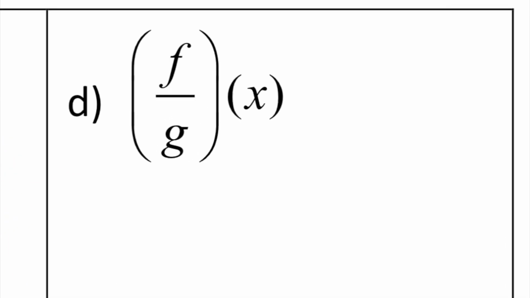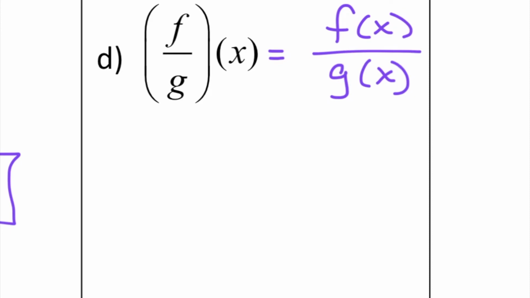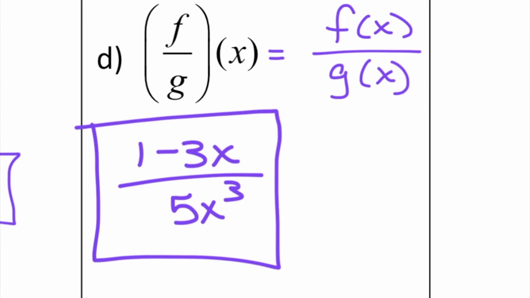And part D, f divided by g of x. Remember that g of x can't be equal to 0. And so that is going to impact our domain because there are places where the answer to g of x is 0, and that would restrict the domain for the answer of the division of the functions. So let's start with rewriting this as f of x over g of x, and then do the substitution. So that whole thing equals 1 minus 3x over 5x cubed. And there's nothing you can do to simplify that. So that's going to be my answer.